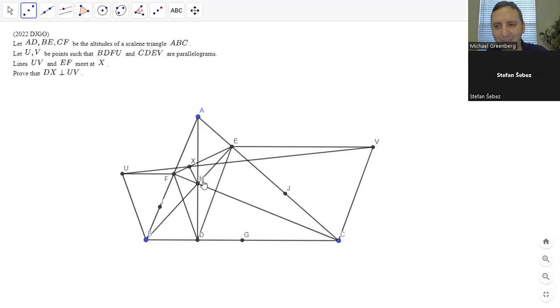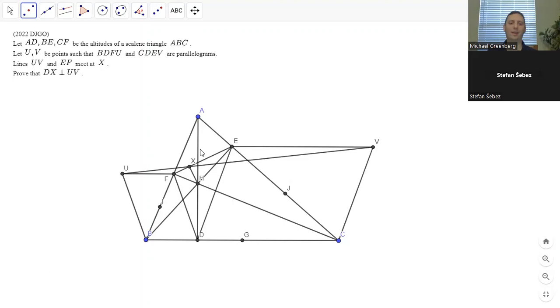Not even a calculation, you just have directly that those are similar. You see that FXH and BDH are similar. And then just one angle chase finishes that. You have to show that XHD is XFU. You have one angle, and that part is really easy.